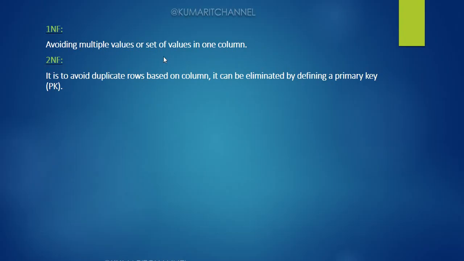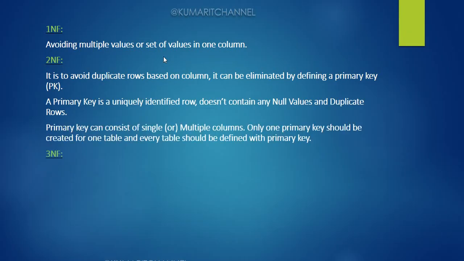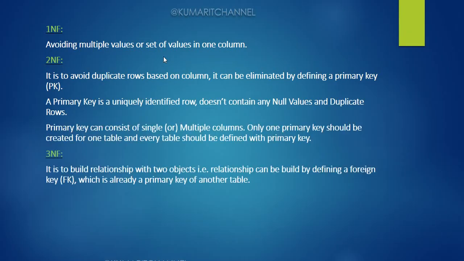So in second normal form, the primary key concept came, and a primary key uniquely identifies a row and does not contain null values or duplicate values. Okay, this is another point. And why third normal form? It is to build a relationship between the two objects.